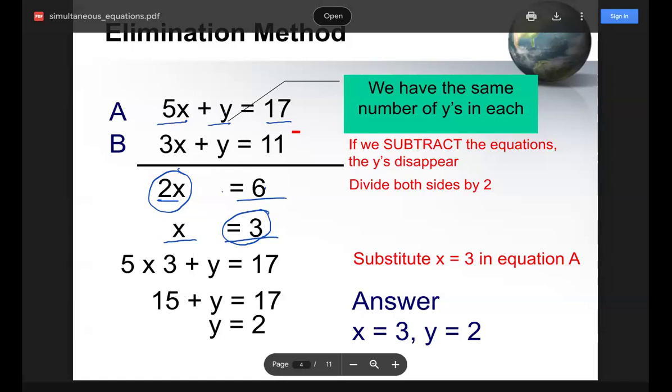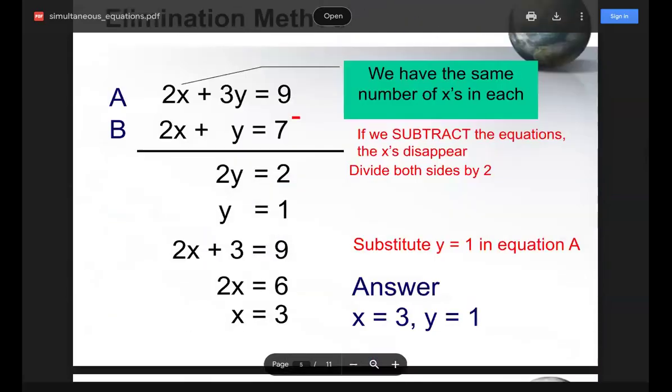So what you have to do basically is this. You just do 5 times 3, that's 15, can you see? Plus y equals 17. Then you take away 15 from both sides. That gives you y equals 2. Can you see? So x is 3, y equals 2. That's very easy.